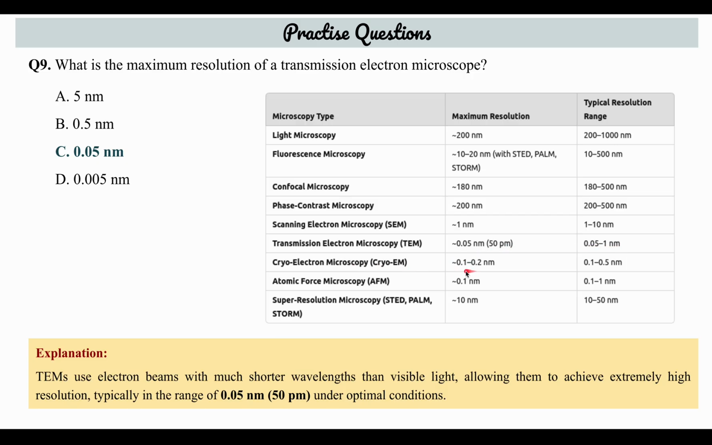Cryo EM has a maximum resolution of 0.1 nanometers and a range of 0.1 to 0.5 nanometers. Atomic force microscopy also has 0.1 nanometer maximum resolution, ranging from 0.1 to 1 nanometers. Then super resolution microscopic techniques such as STED, PALM and STORM have 10 nanometer maximum resolution and a typical range of 10 to 50 nanometers. So this is for your understanding that TEM has the best resolution among all these microscopic techniques.